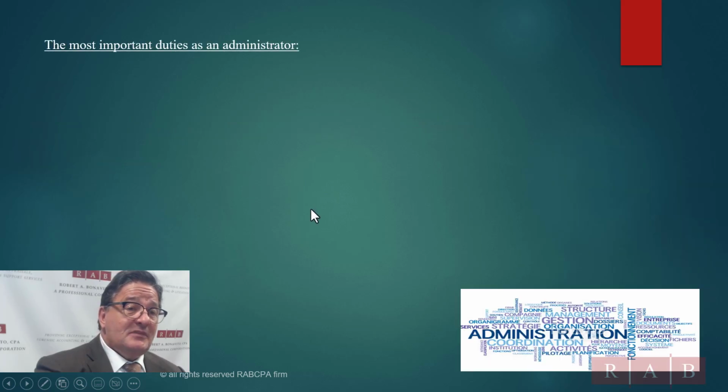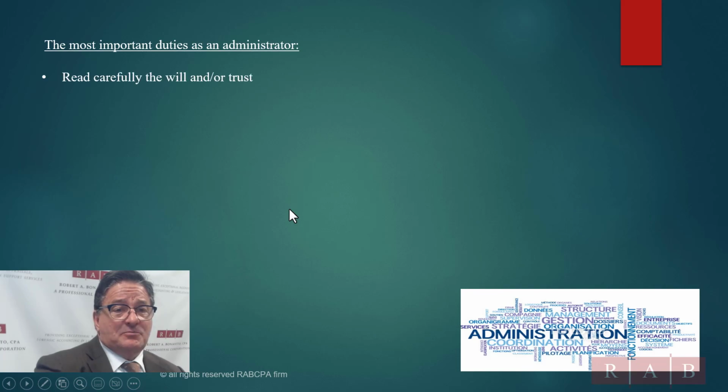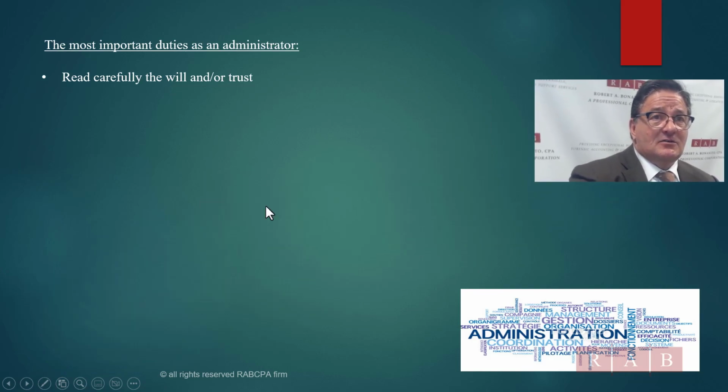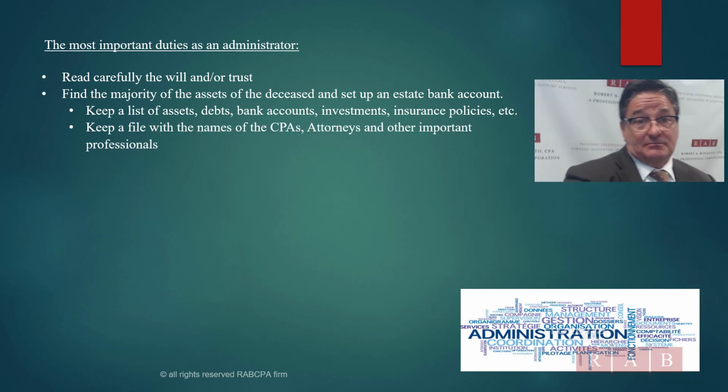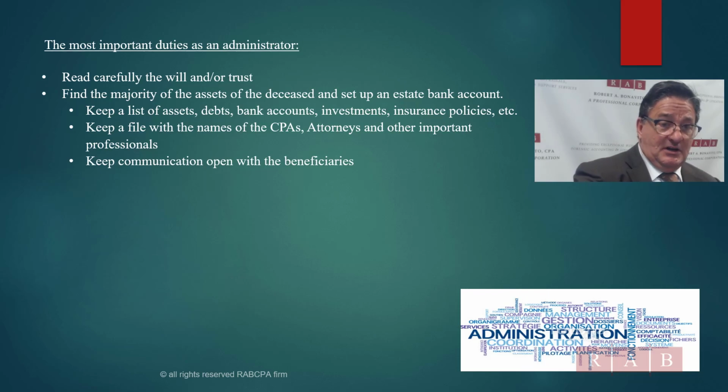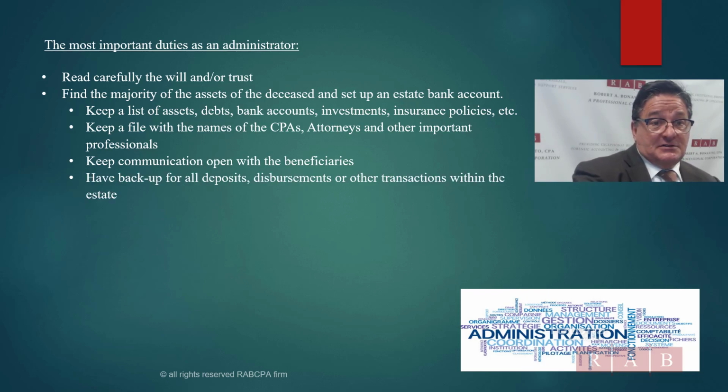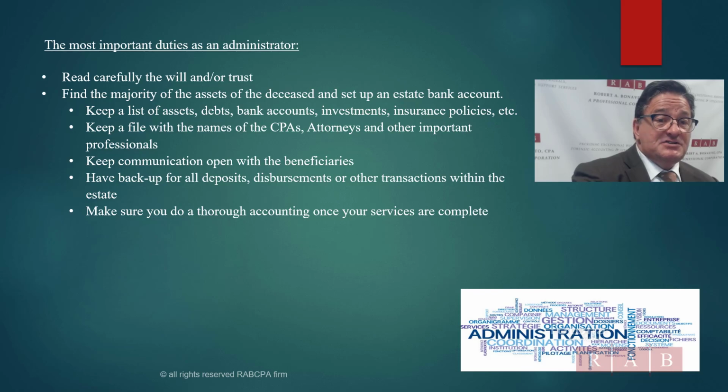Now, the most important duties an administrator has are pretty straightforward, right? You have to read carefully the will or the trust. You need to understand what you can and can't do. You need to find the assets, set up a bank account, keep a list of the bank accounts, keep a list of your professionals that you're going to use. Keep communications open with the beneficiaries. Back up all deposits and disbursements. Make sure you have records for everything. Make sure you have a thorough accounting once the services are complete. Give it to the beneficiaries, have them sign off. Once they sign off, everything's okay, then distribute the money. This is important because that stops a lot of these crazy lawsuits.